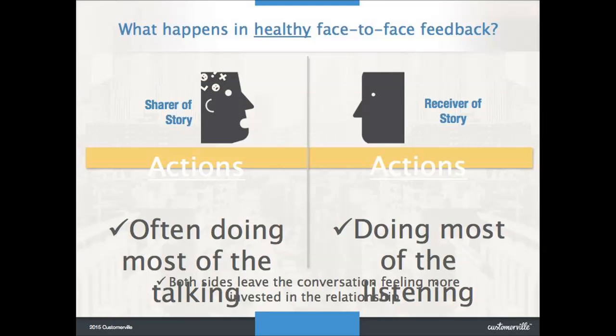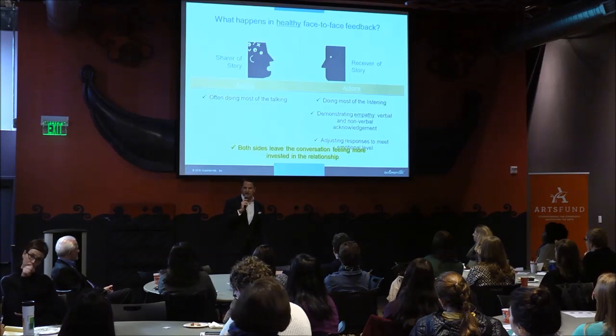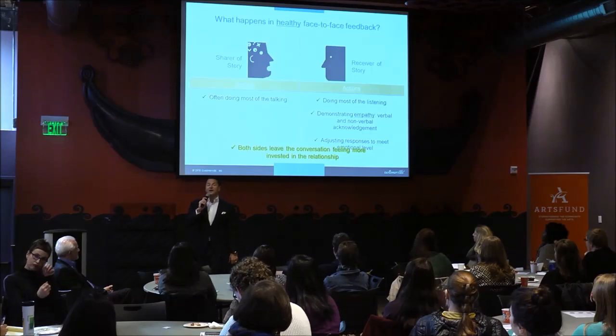The sharer of the story is usually doing most of the talking, and the receiver of the story is doing most of the listening, but you're actually doing a lot of things. You're sending a lot of information back the other way. You're demonstrating empathy. You may be nodding your head. You're making eye contact. If the person is happy, think about little things, the shape of your eyes, the shape of your mouth, how you nod your head, how you move, right? You're sending a lot of signals that say, keep talking, I got it.